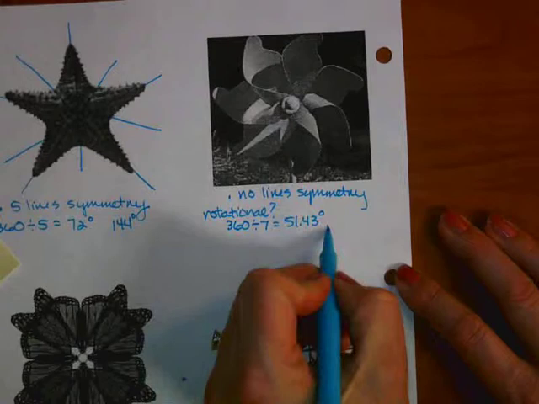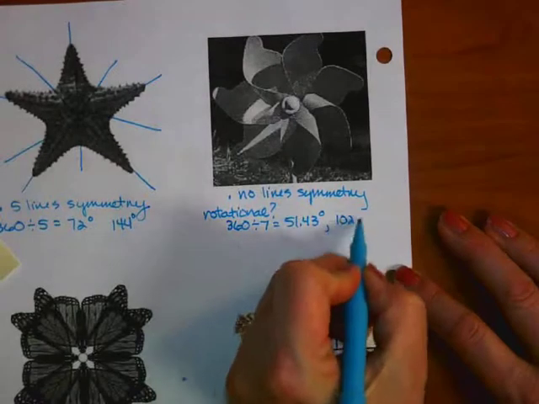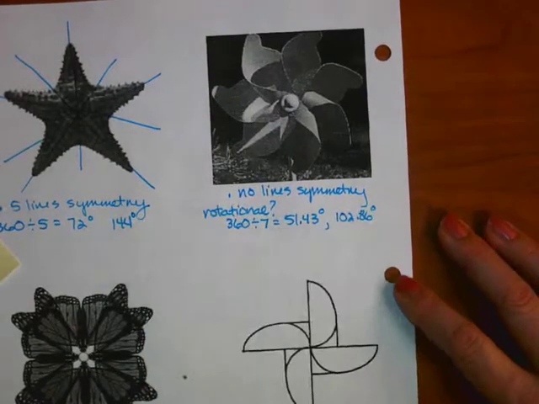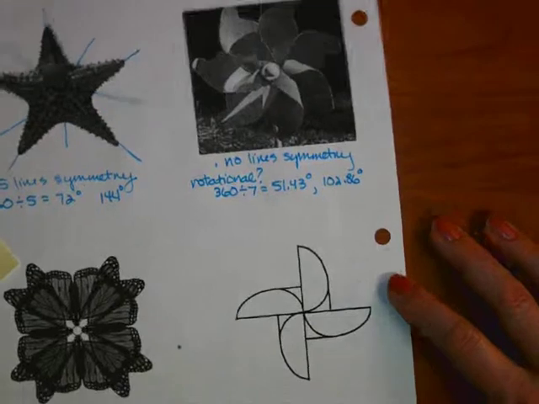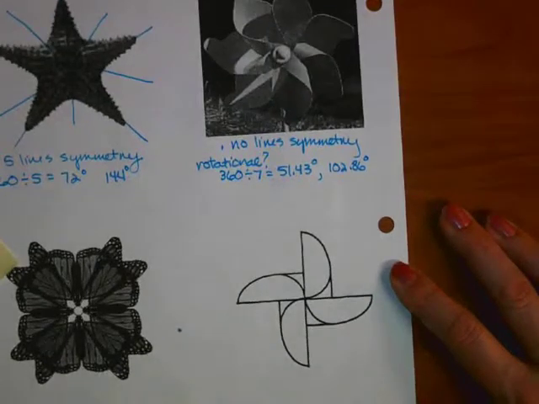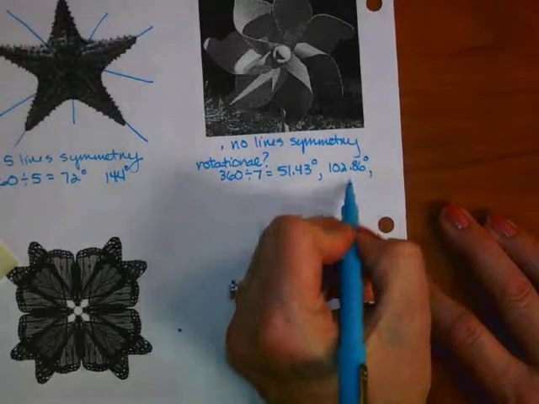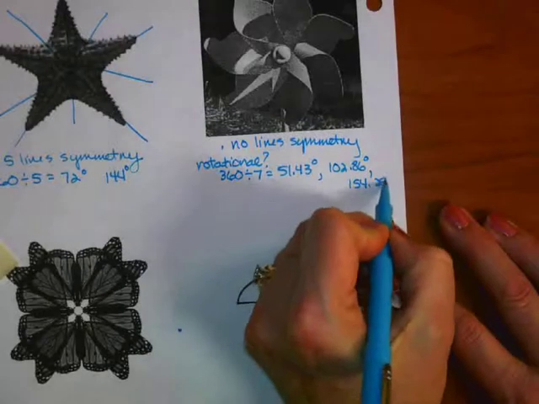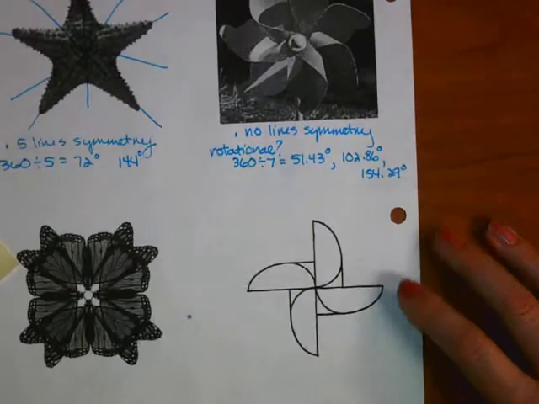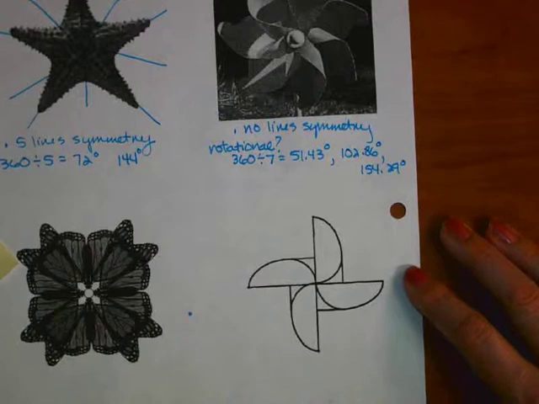If I double that, 102.86 degrees. And can I still get another one in before 180? I can. And that would be 154.29 degrees. So there's 3 angles of rotation here.